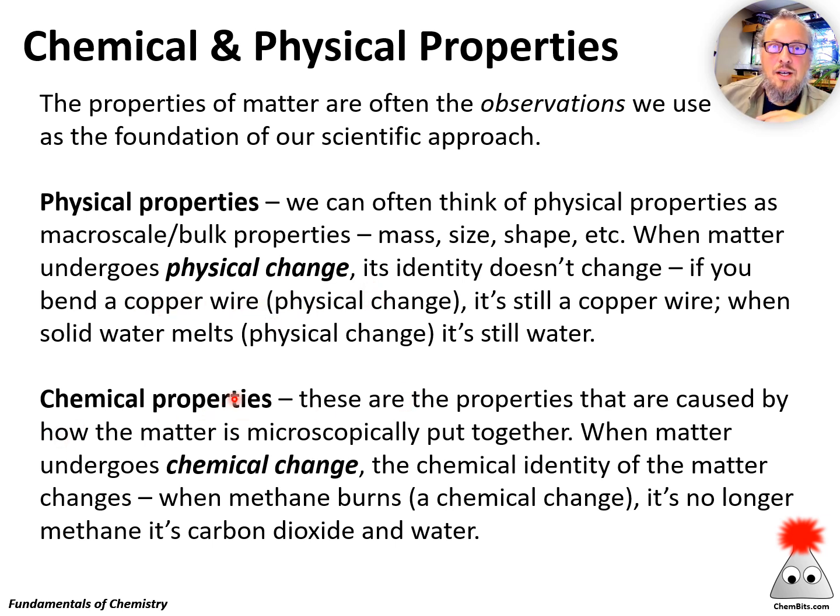Chemical properties are the properties that are responsible for or are caused by the way something is chemically assembled on a microscopic level. When things undergo chemical change, we're actually changing how things are put together down on that microscopic level. So when something like methane, for example, burns, burning is a chemical change. When methane burns, it's no longer methane. We've changed its chemical identity to carbon dioxide and water.